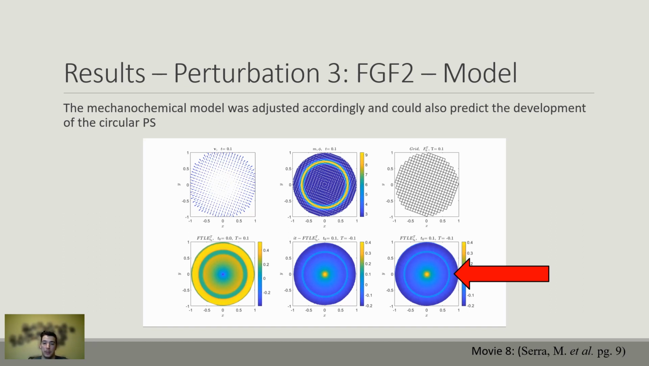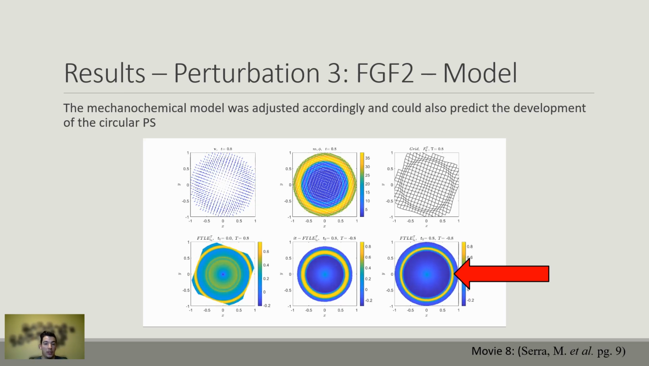And if we look at the model, again, changing the parameters of the model, we can mimic basically the formation of a primitive streak, a circular one, and with the cell movement and stuff like that, the model can be used to also mimic this circular primitive streak.